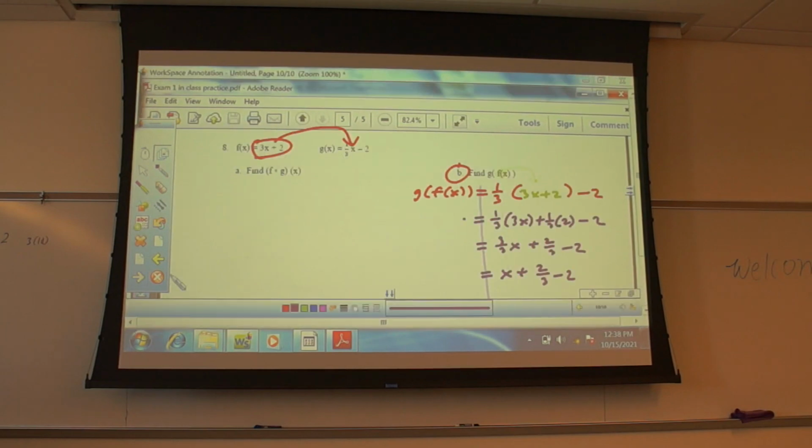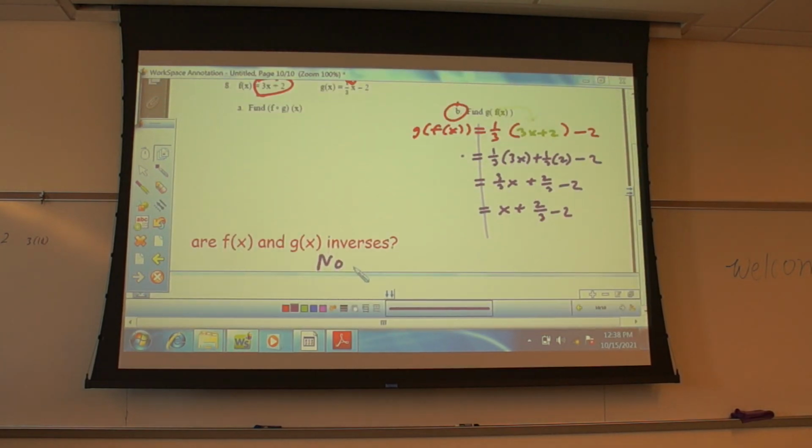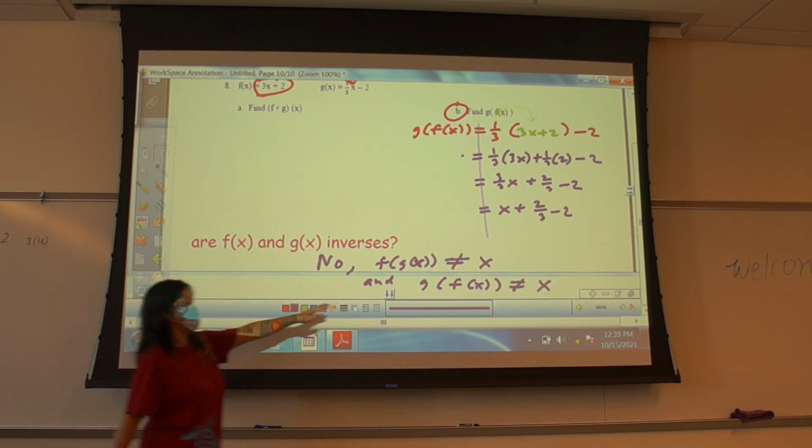Right, so I would say f of g of x is not equal to x. Would you guys prefer if I did it like this? Is that the clearest way for me to say that? And g of f of x. Does this make sense for folks if I write it like that?